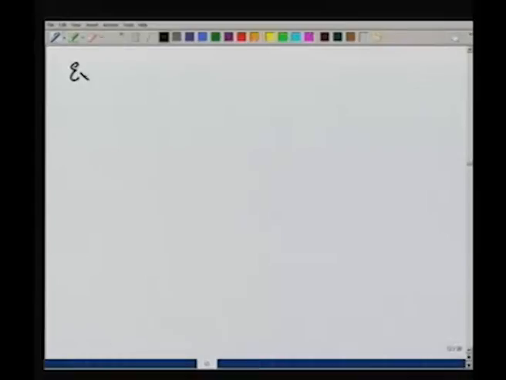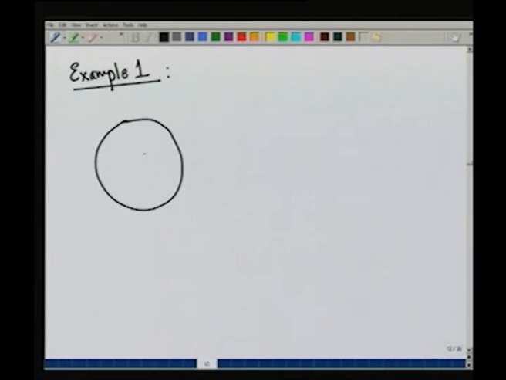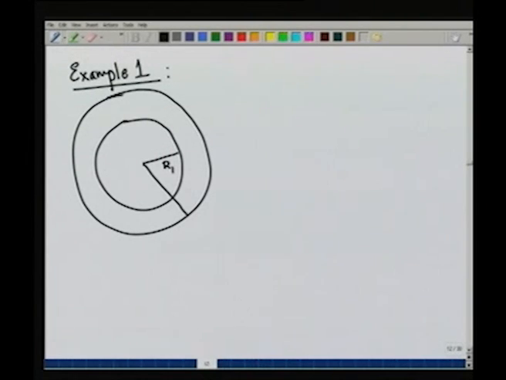But now let me start with some of the simplest examples. The simplest example that I will consider is the case of two concentric spherical shells of negligible thickness. So, I have a sphere of radius r1 and there is a concentric sphere of radius r2.